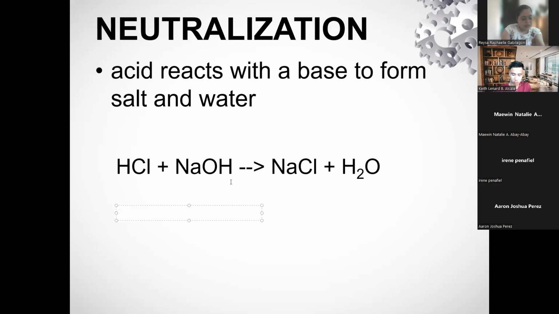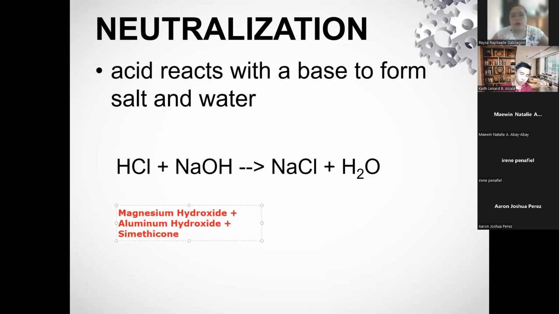Kremil S yung isa sa binibigay natin. Marami sila, of course. But Kremil S is a brand name. So the generic name for our Kremil S is magnesium hydroxide plus aluminum hydroxide plus the simethicone. So therefore, Kremil S is a combination drug. We give this to hyperacidity.